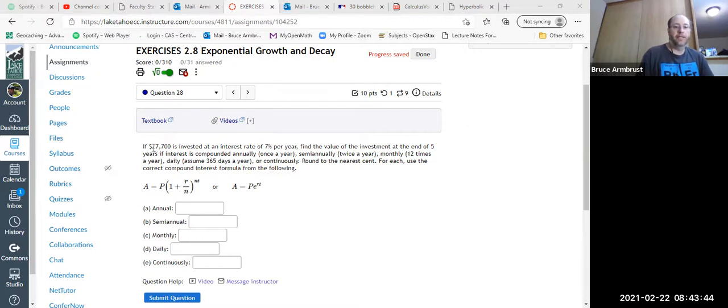So for each of these, it's just a matter of plugging the values in. Make sure you round to the nearest penny. I wouldn't round until the very, very end. I would just put everything into my calculator and then hit enter, and then round at that point. So let me just show you one of them, and then we can probably call it good.